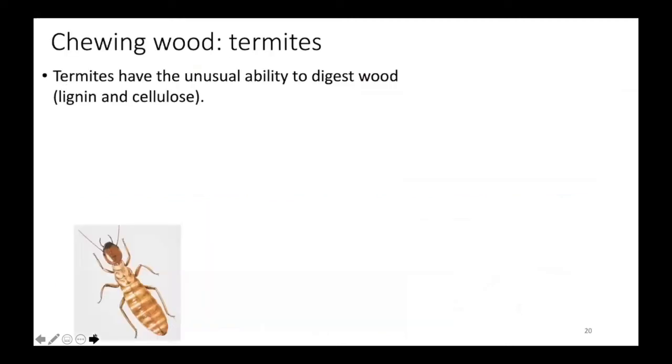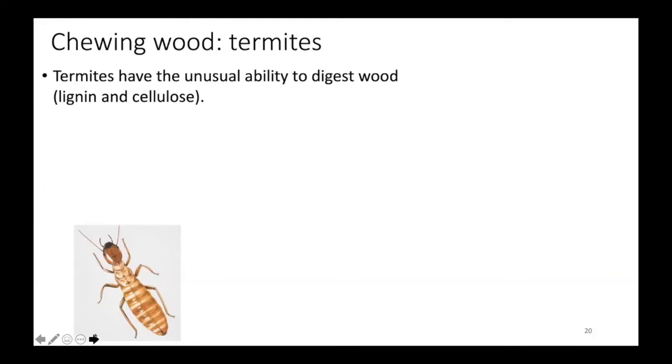So moving away from pollinators. On the other end of the dietary spectrum from nectar is wood. Nectar is super simple. It's basically just sugar water. And wood, on the other hand, is made of a lot of complex chemicals that are really difficult to break down. So any discussion of insect adaptations to plant tissue has to include termites.